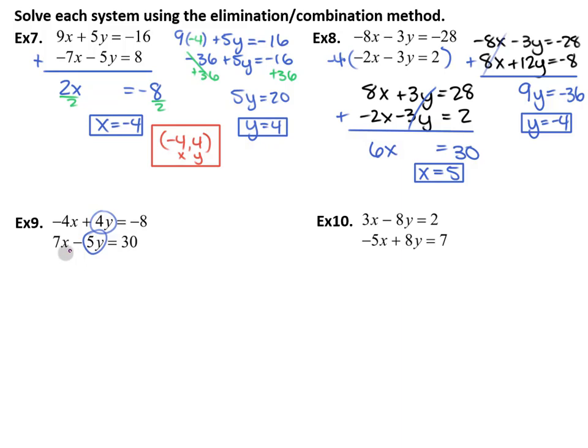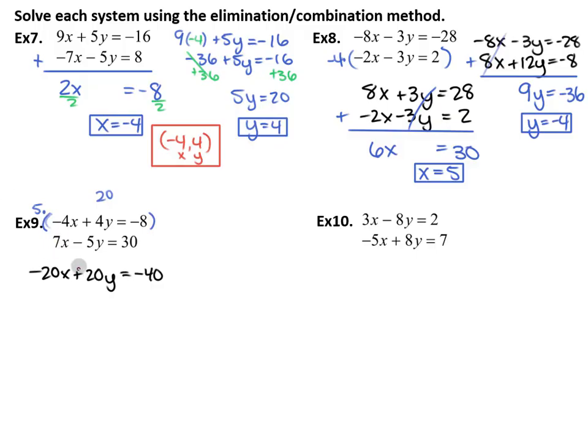Let's say I want to eliminate y. Okay, so I want to make these each meet at 20, and I want one to be positive 20 and the other negative. So this top equation, I'm going to go ahead and multiply by 5, and let's write our new equation underneath. So 5 times negative 4x is negative 20x. 5 times 4 makes positive 20y. And 5 times negative 8, don't forget to multiply the other side, is negative 40. So there's my new first equation.